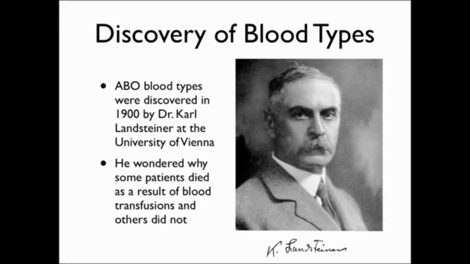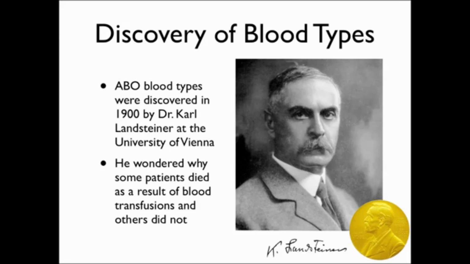The ABO blood types were actually discovered in 1900 by Dr. Karl Landsteiner. He was awarded the Nobel Prize for this work in 1930. He was asking a pretty fundamental question, which was why some patients died as a result of blood transfusions and other people were saved. I think that's a really good question.